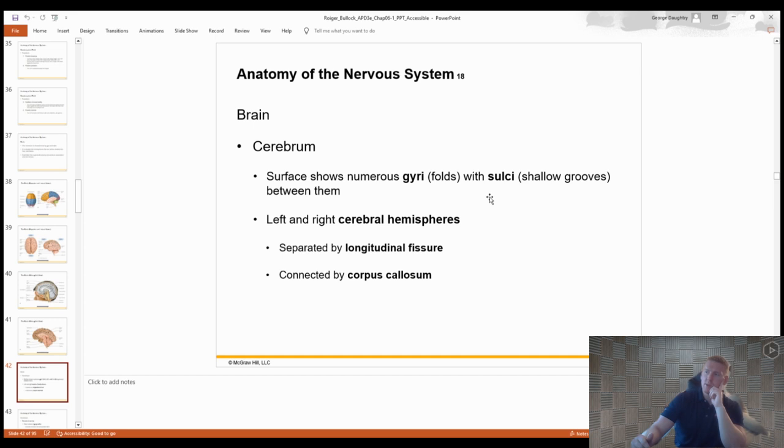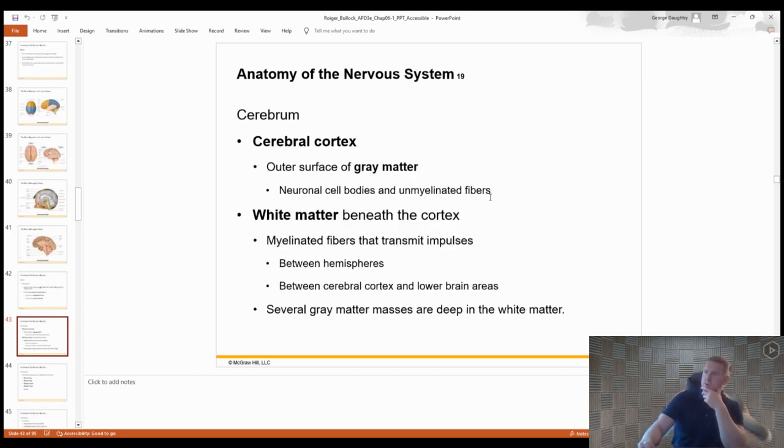And they're divided by the big longitudinal fissure. And the main thing holding them together is the corpus callosum that we just went over. That's that big centralized encasing of the midbrain, right? And it's holding together our 2 hemispheres.